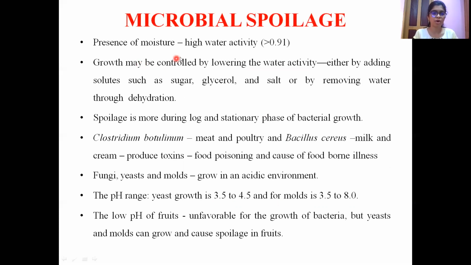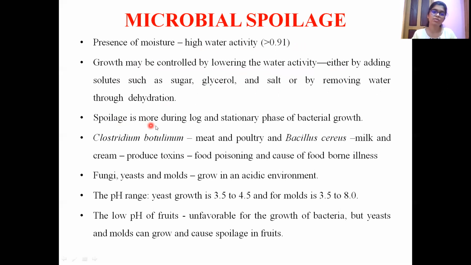So the presence of moisture is the key factor for the growth of microorganisms, and the water activity has to be greater than 0.91 to facilitate easy growing of bacteria and other organisms. So this growth may be controlled by lowering the water activity, either by adding solutes such as sugar, glycerol, and salt, or by removing water through dehydration, drying, or other techniques.